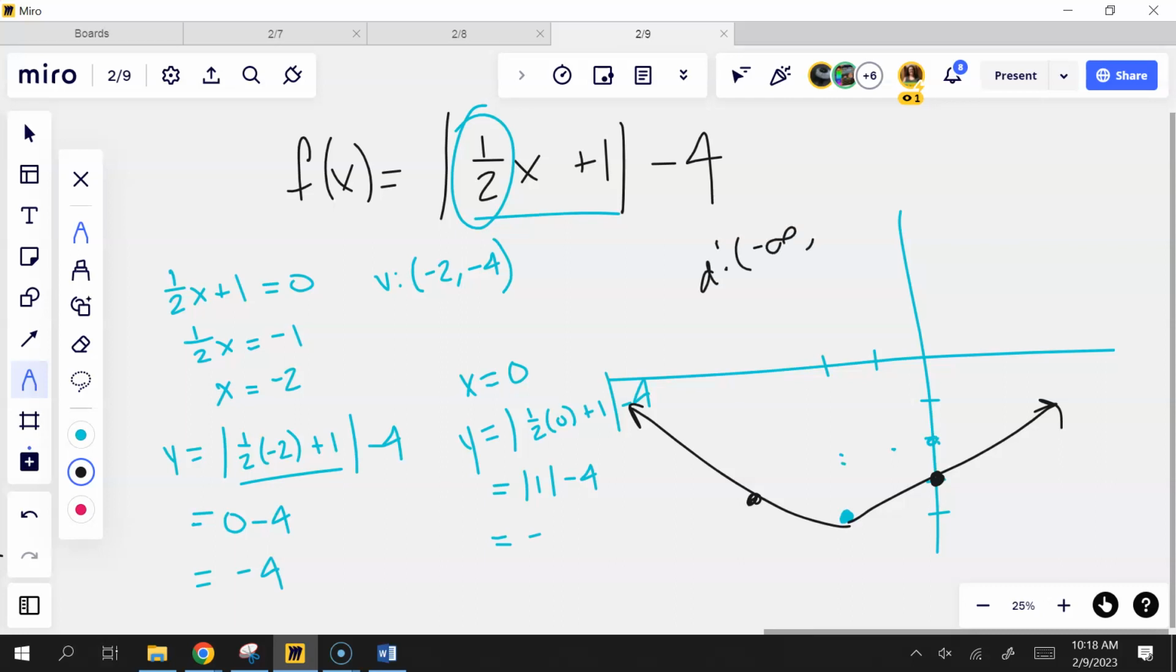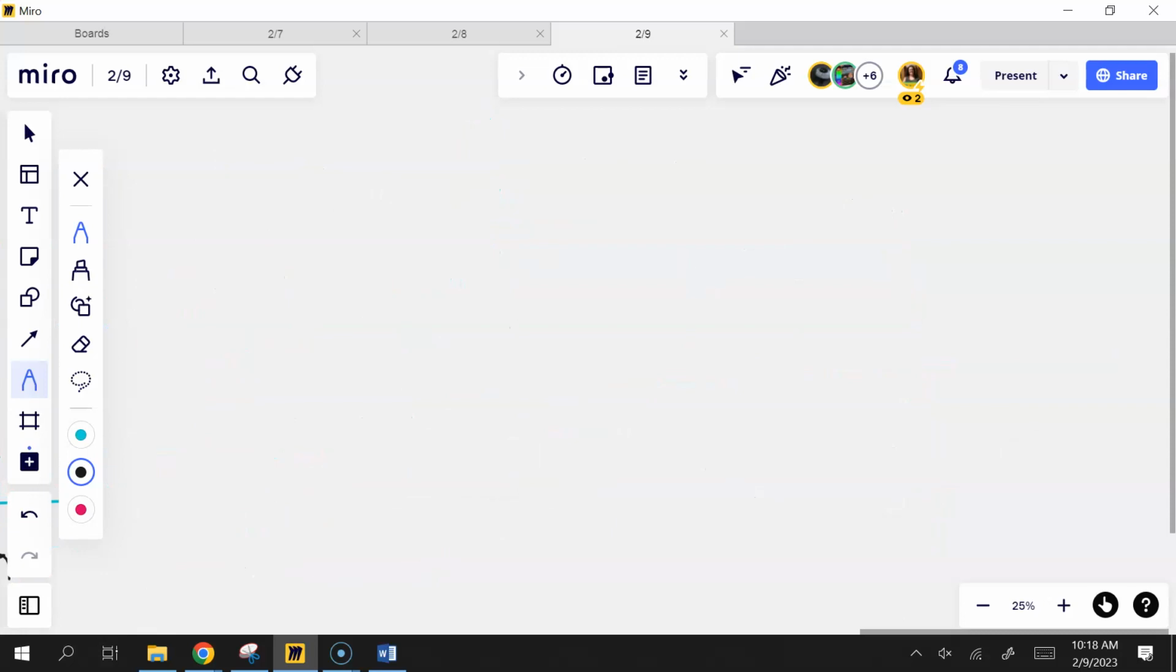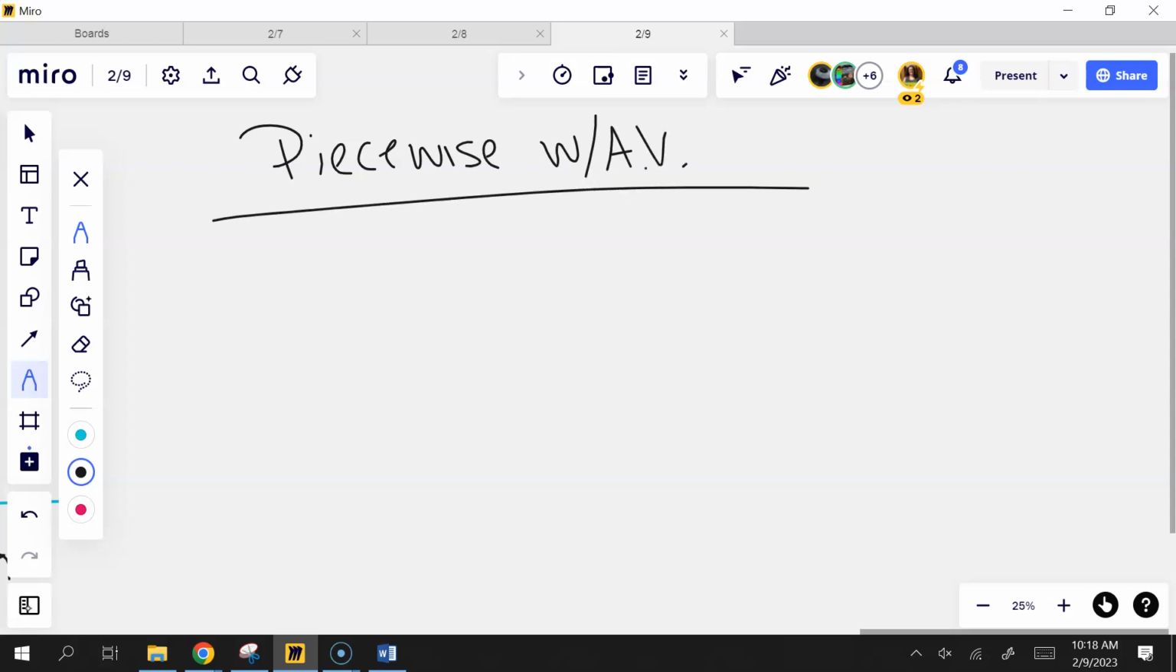All right, let's do a piecewise. Let's go. All right, here's where it starts getting harder.